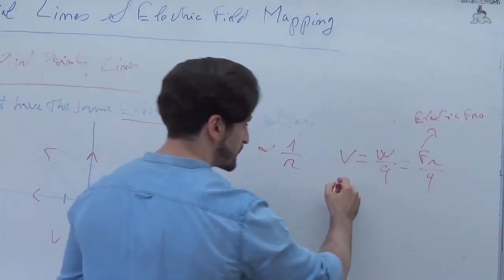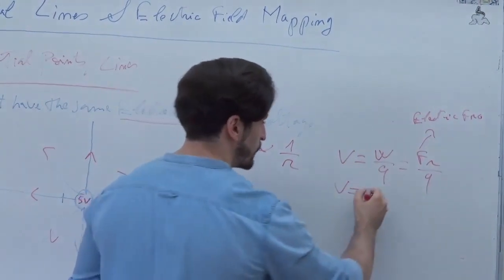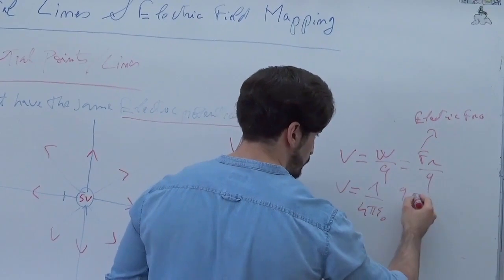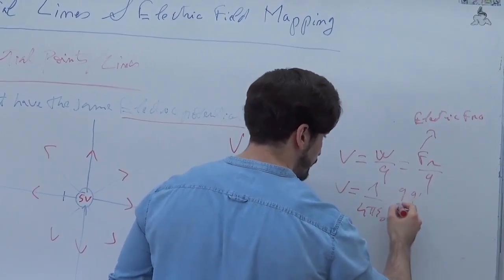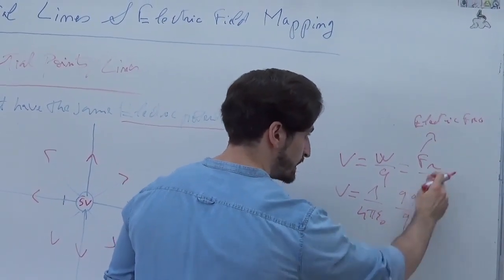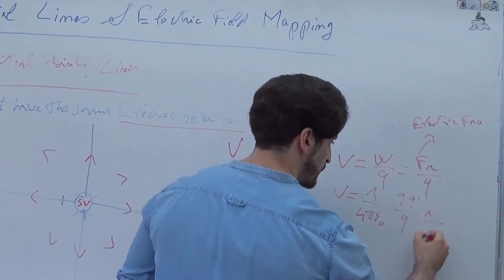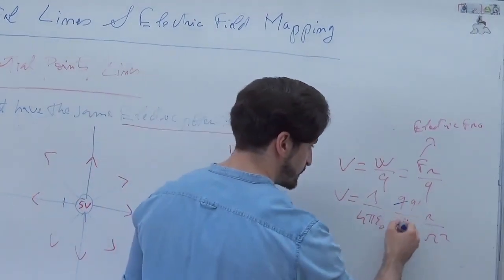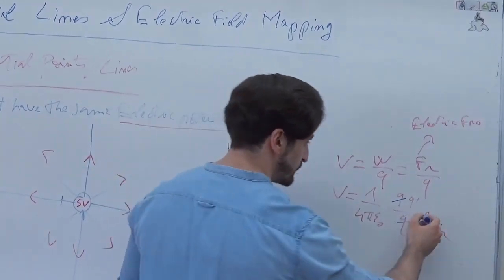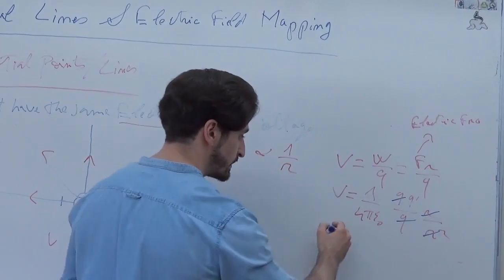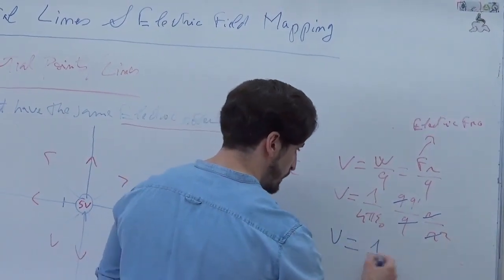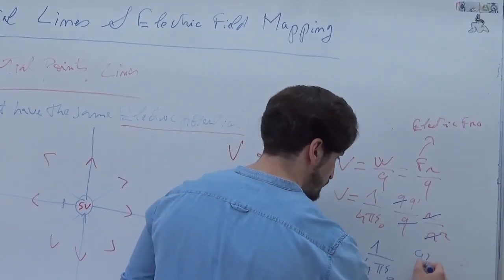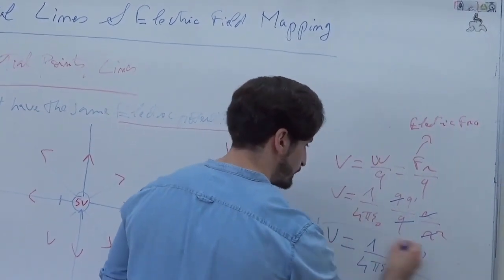So that equation over here becomes the voltage equal to 1 over 4 pi epsilon 0 times Q times Q prime over that Q over here and times the distance R over R squared. So first off over here we can simplify Q and Q. Then we can simplify R and R squared, and we are left with the voltage equal to 1 over 4 pi epsilon 0 times Q prime over R.